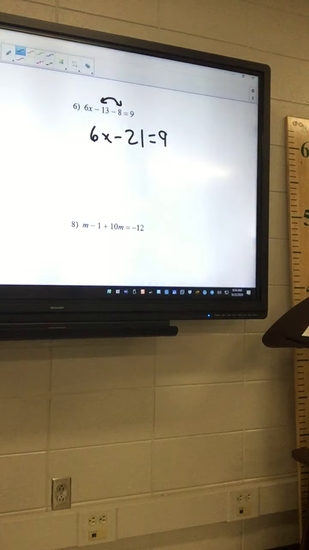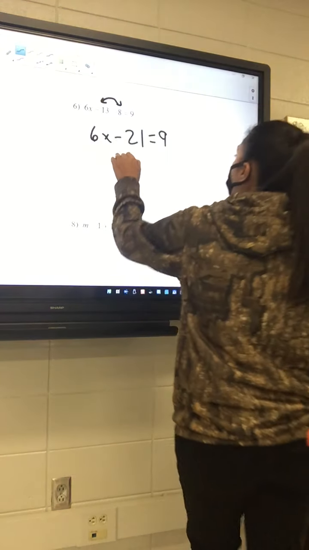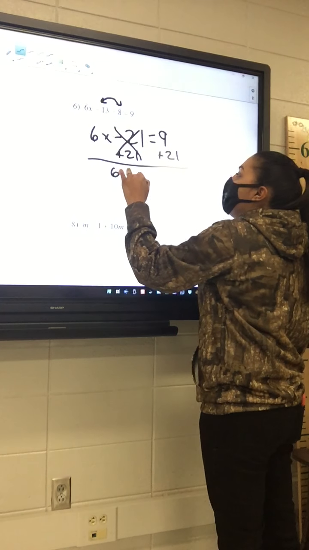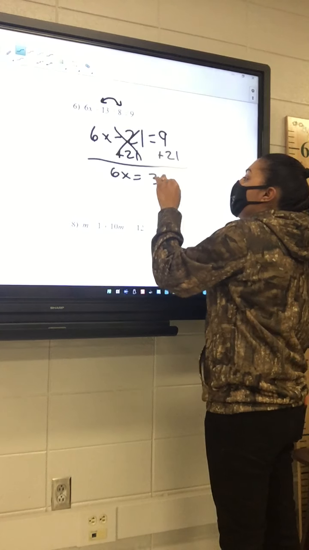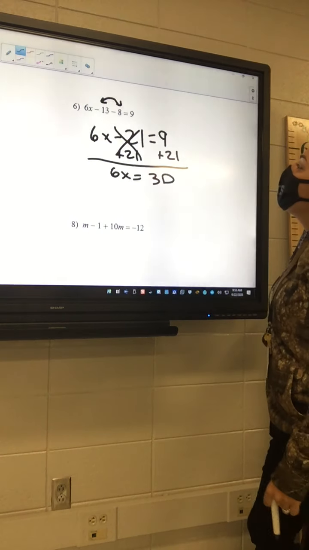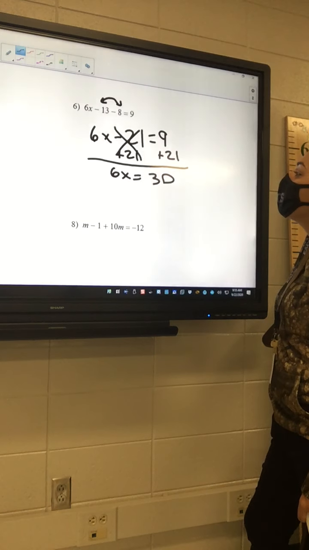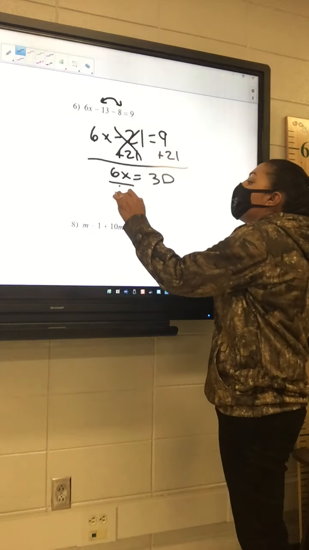Okay, what does our step 2 say? Add 21. It says add or subtract the kid, so we're going to say plus 21. I got 6x equals 30. Divide by 6. X equals 5.